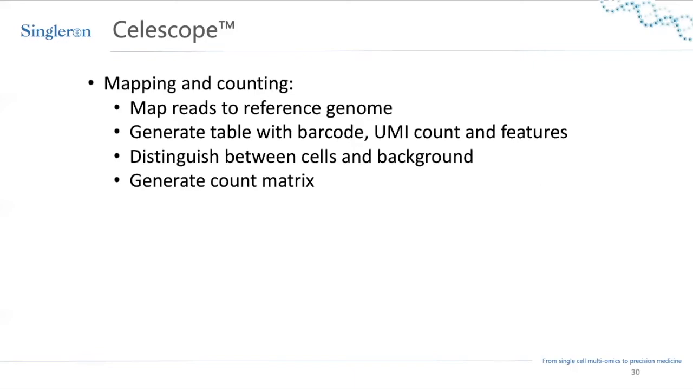One important step, and this is also something that was mentioned, is that one barcode equals one cell, not always. So one important step that Celescope does is that it tries to find a threshold. Where does it call a barcode a cell, and when is this just background? And the last step is, of course, generating the count matrix with which you are going to work later.